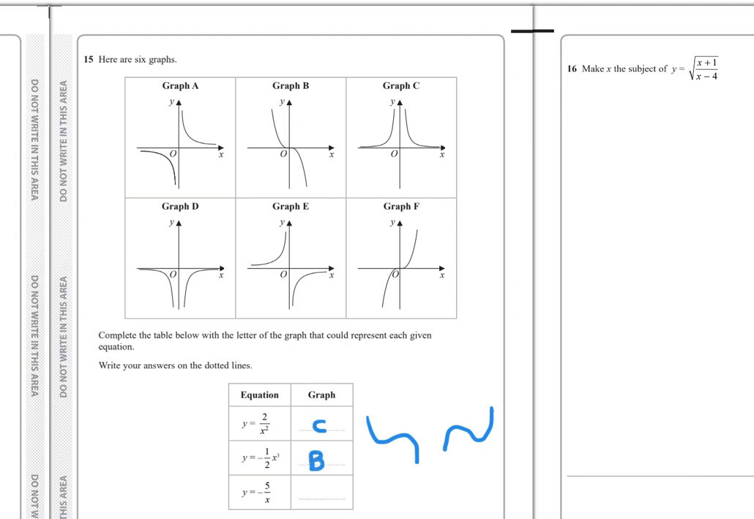Now y equals negative 5 over x. This function is undefined when x equals 0, and when x is negative, 5 over x will be negative, and we have a negative outside, so this will be positive. This means the curve is above the x-axis when x is negative, and below the x-axis when x is positive. So graph E satisfies this condition. So graph E.